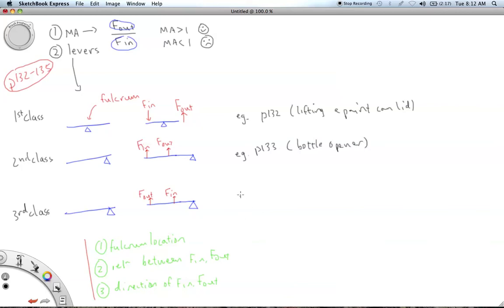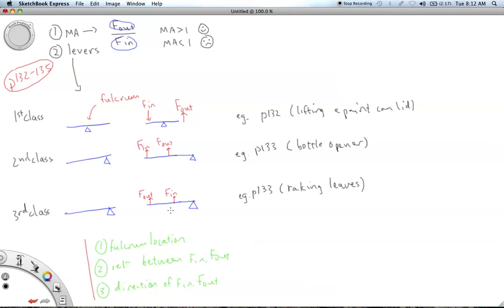And finally, we also went through this one in class. If you also look at page 133, you can look at raking these as another example of a third class lever. Okay? So these are first, second, and third class levers.